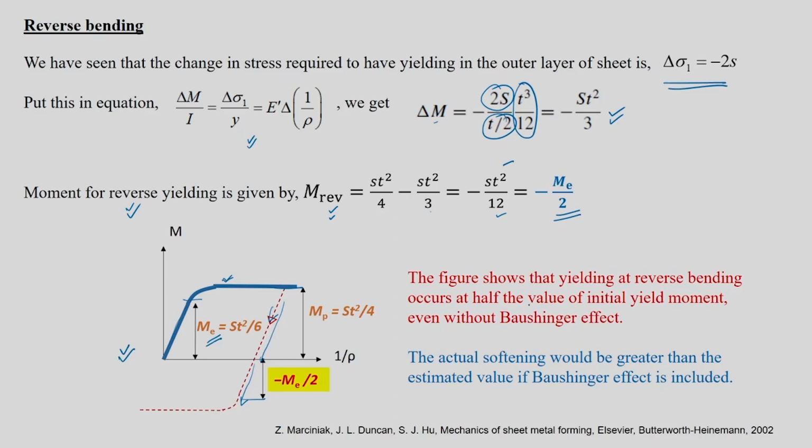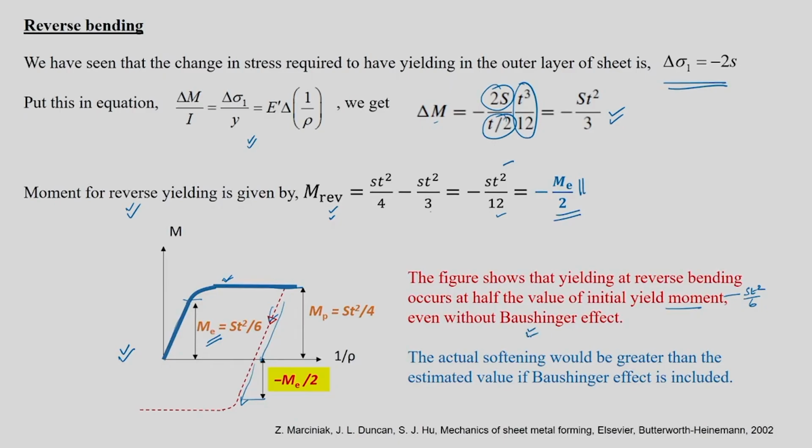So, this figure shows that yielding at reverse bending occurs at half the value of initial yield moment. That is your S T square by 6. Half the value of means S T square by 6 divided by 2. So, it is nothing but S T square by 12, which is nothing but M_E by 2. So, in the reverse bending side, you need to give M reverse bending, which will be nothing but M_E by 2, only half of the first M_E that you gave for the first bend. Even if you do not consider Bauschinger effect, you need to give only this much.